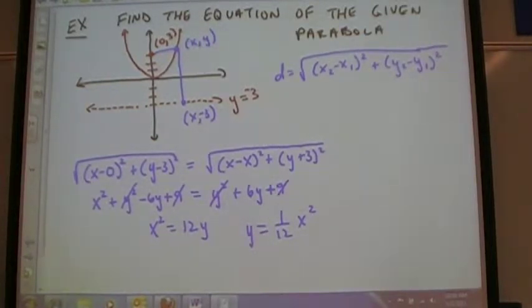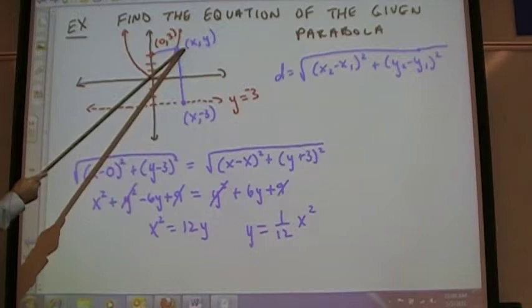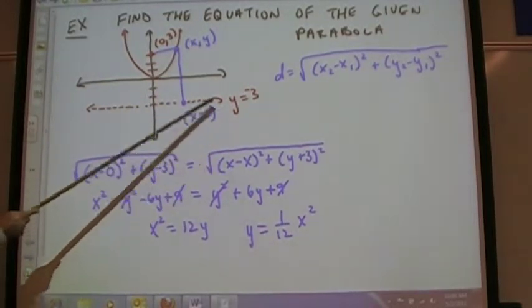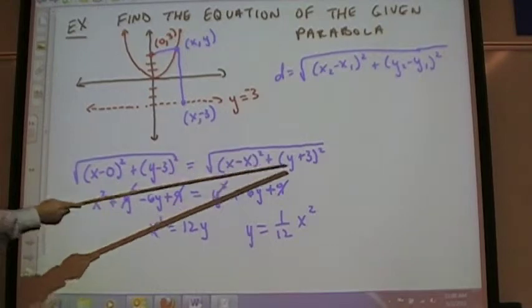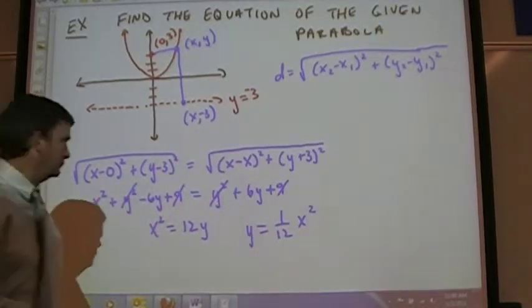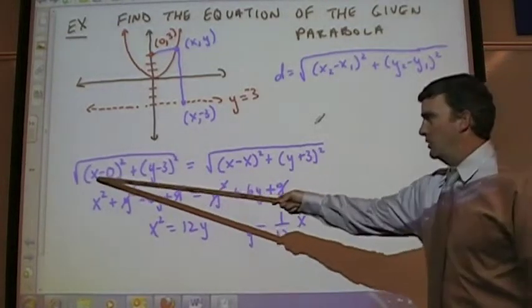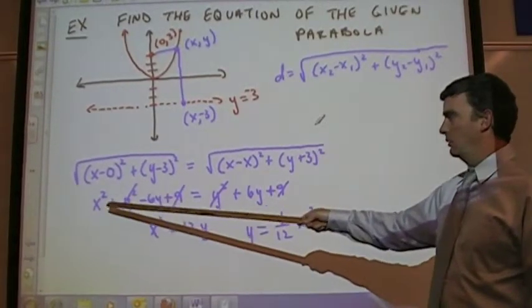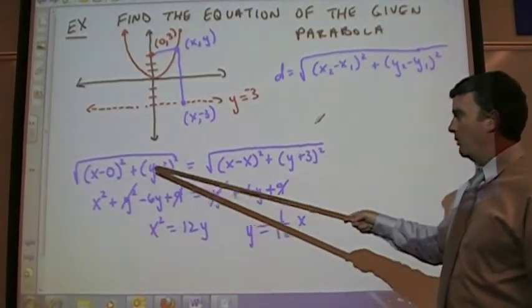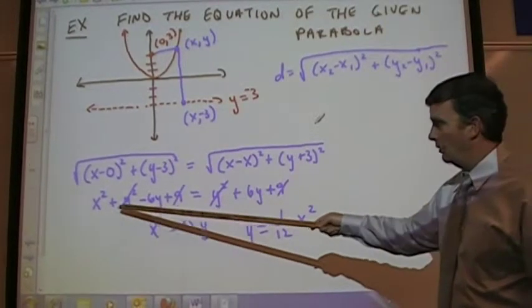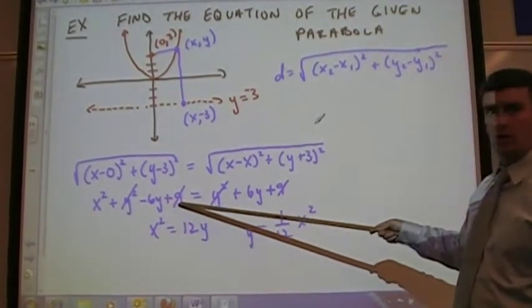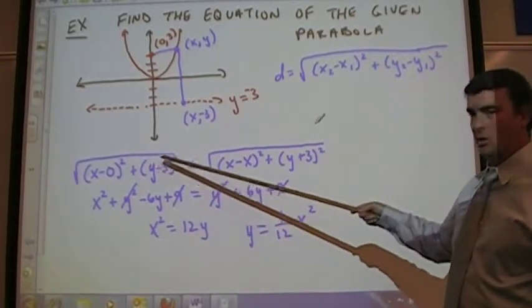How did you get the equation to the right side of the equal sign? Here, the distance from here to here, x minus x squared plus y minus a negative 3 squared. Okay? Then from there, since you have a radical on both sides, you can just ignore the radical and pay attention to what's underneath. What's x minus 0 squared? x squared. Right? And y minus 3 squared, we had to FOIL that to get y squared minus 6y plus 9. Don't just square each term, you got to FOIL it.